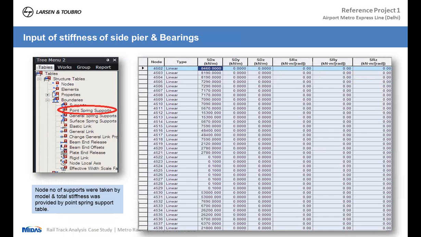As explained earlier, with the Wizard we can give only a single value for side stiffness. So again, we use the point spring table for assignment of different values. Node numbers of supports were taken from the model and total stiffness was provided accordingly. This is the screenshot for that simulation. So we can see how this table feature in Midas gives us much more flexibility for providing inputs.